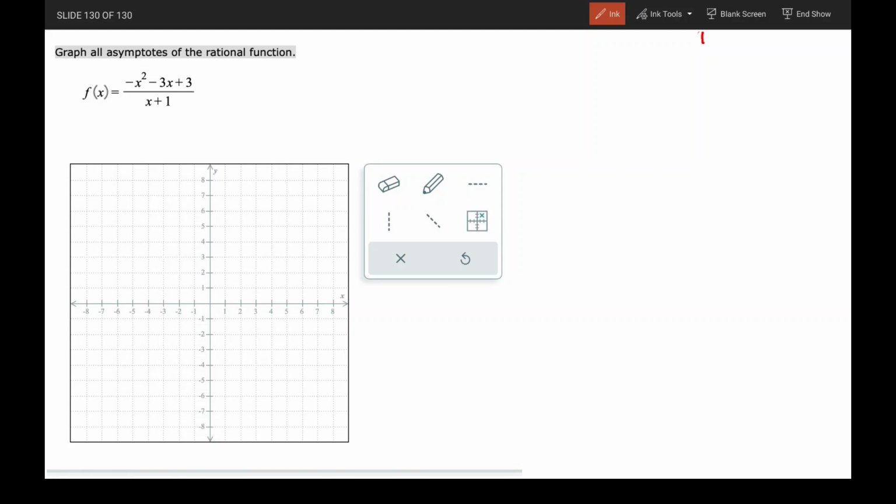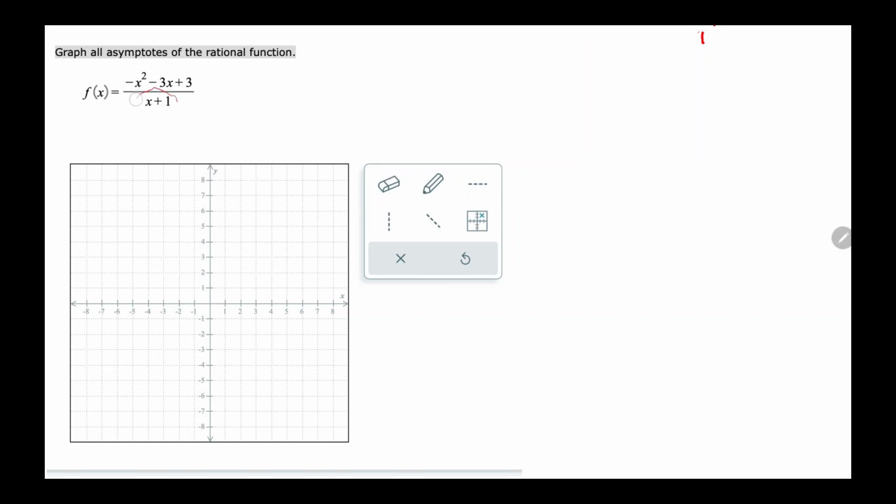So we're going to focus in on this problem from the homework. Graph all asymptotes of the rational function. We've already worked with some of these, but we're going to start with our vertical asymptote that's made by the denominator of a rational function. In our case, it's made by this. Whenever that denominator would equal 0, we can't exist. So that one's fairly straightforward.